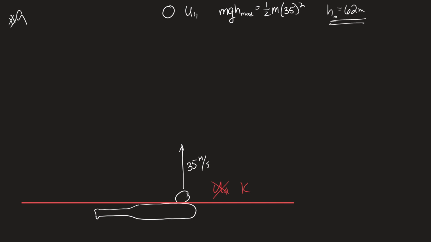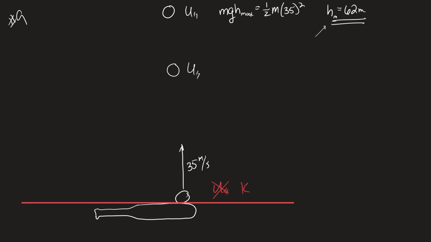Now, the next part of the question asks, how fast is it going when it's 40 meters in the air? I think it's important that you know how high it goes. I'm saying this because when it's 40 meters in the air, it's going to have gravitational potential energy. If you didn't know that it already went past this point, then you would probably get an answer that would be weird.